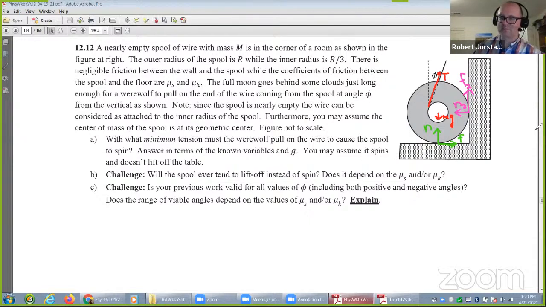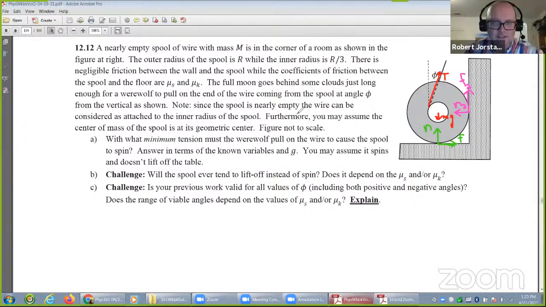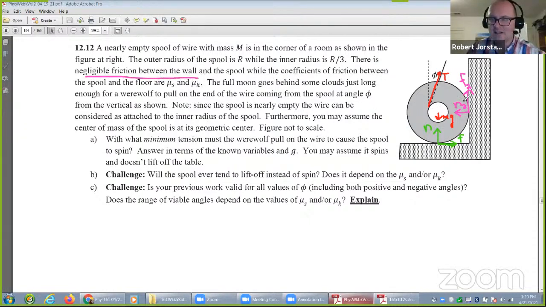If you were going to do some of, oh, go ahead. I was going to say there's no friction between the wall and the spool. Is that right? Is that what it says somewhere? Where does it say that? There is negligible friction. Nice. So that means this one goes to 0. Sweet. Thank you. That cleans it up a little bit.